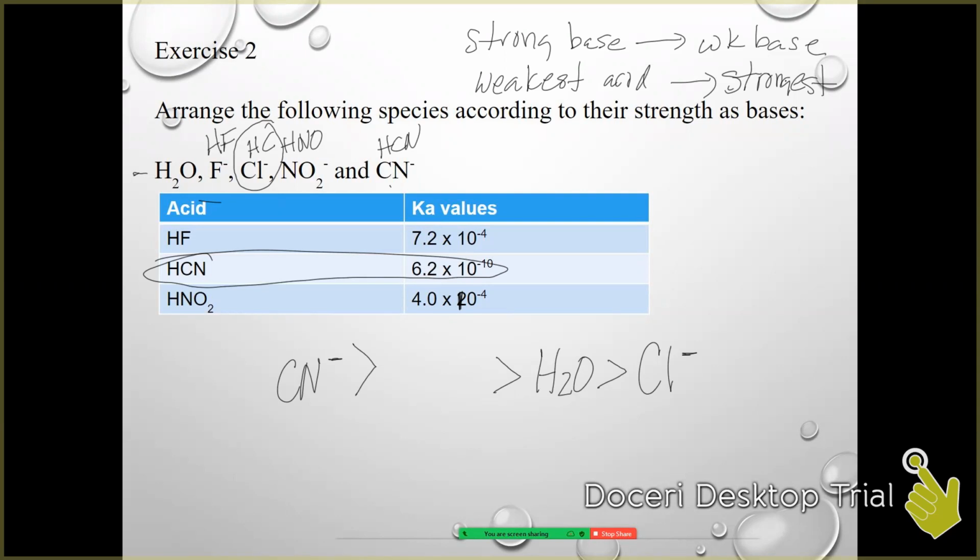All right, then we have 7.2 times 10 to the -4 and 4 times 10 to the -4. So what would come next? My HNO2 or my HF? Remember, we want to go from the weakest acid to the strongest acid, because we're trying to actually do the bases, but we don't have information for bases. So this is my next smallest number, which means my NO2 would be next. And then somewhere in between there, I would need to put my fluoride ion.